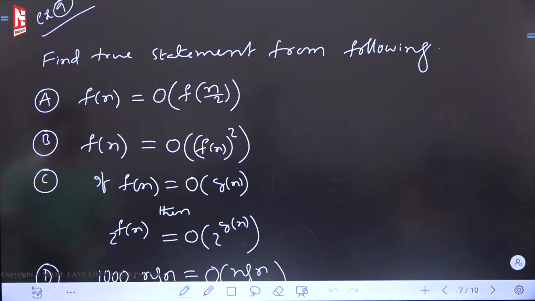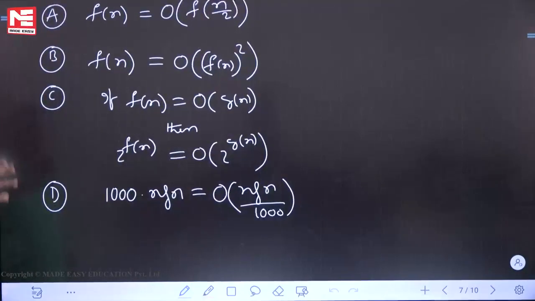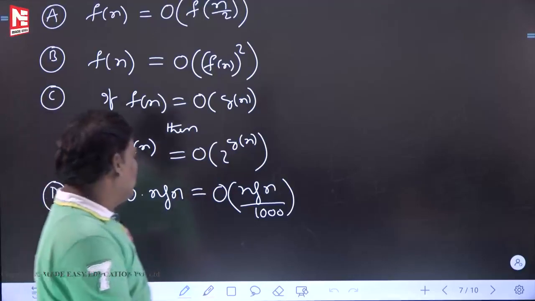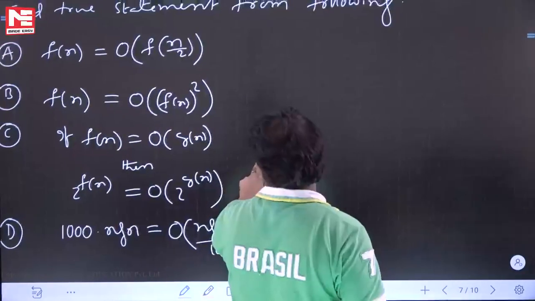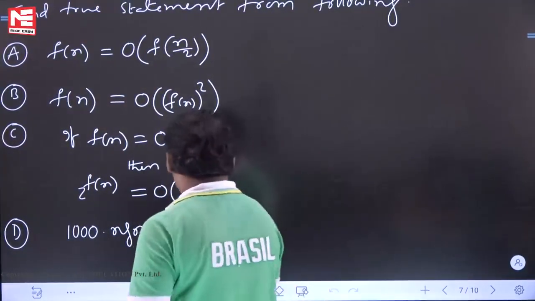Find the true statement from the following. Option A, f(n) is big O of f(n) by 2. Option B, f(n) is big O of f(n) whole square. Option C, if f(n) is big O of g(n), then 2 power f(n) is big O of 2 power g(n). D, 1000 n log n is big O of n log n by 1000. Four options are given. They are really nice, right? Let's see this one by one. I will explain. Please try to get as much as possible.